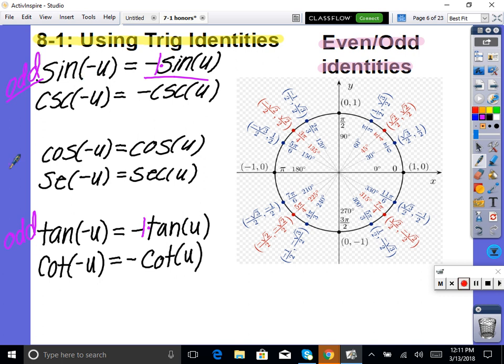Okay, next thing is cosine is considered an even function. So if you plug in a negative, it will simplify to just be the original function, cosine of u. So this would be prettier than this. A negative, like anything inside, we would rather have it on the outside.